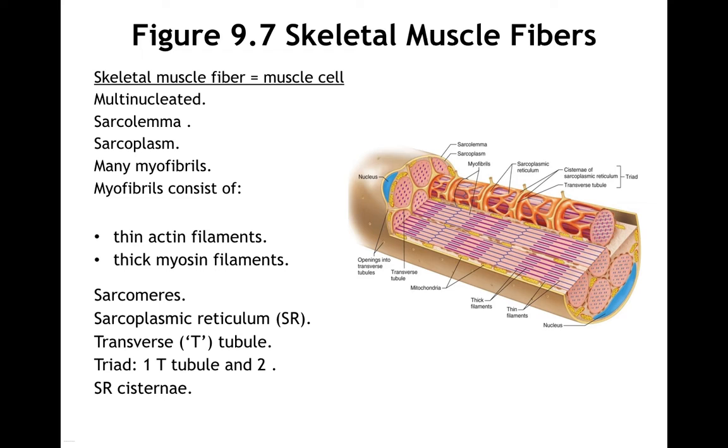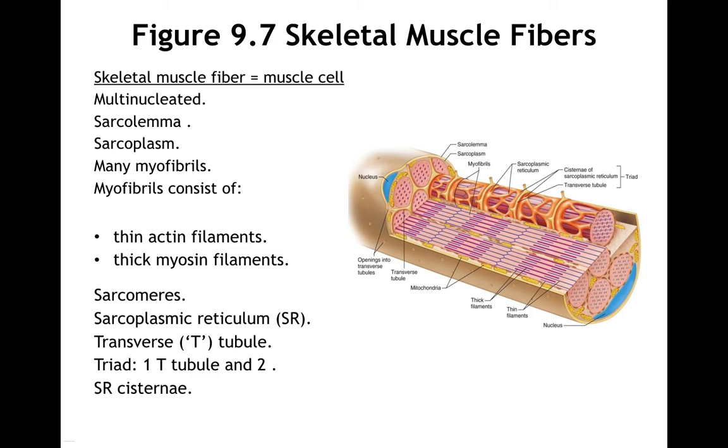A skeletal muscle cell is also called a skeletal muscle fiber because they are elongated cells. We've said this before, but they are multinucleated. Their plasma membrane is called the sarcolemma, and their cytoplasm is called the sarcoplasm. They have a lot of myofibrils, and those myofibrils include thin actin filaments and thick myosin filaments organized into sarcomeres. There is also sarcoplasmic reticulum, a modified type of endoplasmic reticulum used for storing calcium.